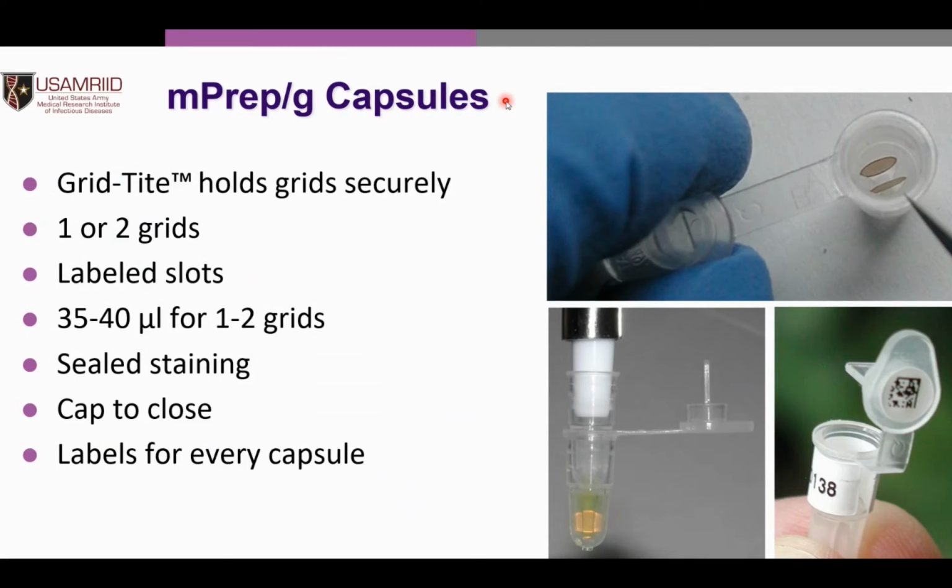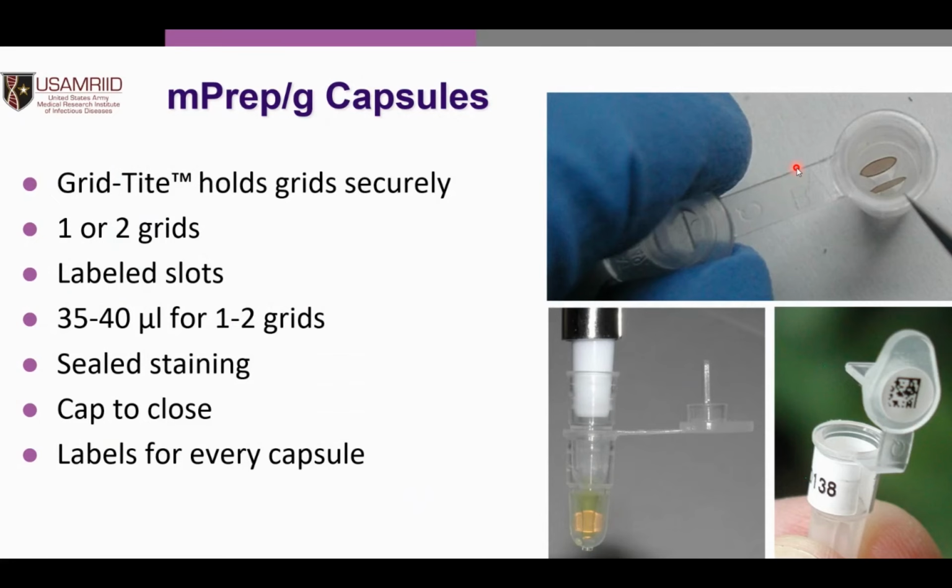The slats are labeled. If you can see over here, there's an A and a B, so if you do need to differentiate between the 2 grids within the capsule, you can do that. It takes about 35 to 40 microliters of reagent in order to cover both grids. It's a sealed system for staining, so that does help with safety, but you should be working in a fume hood or anything you need if you are working with hazardous materials.